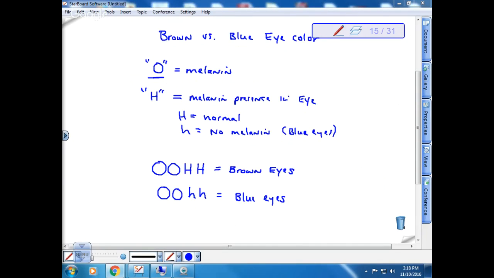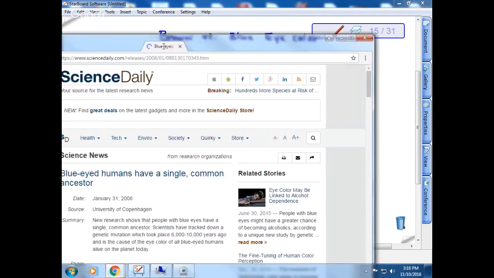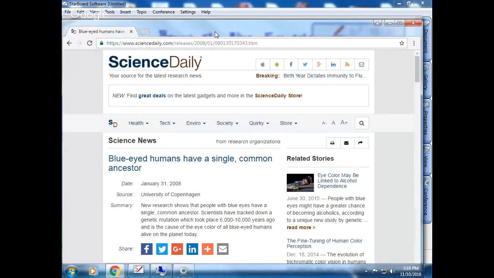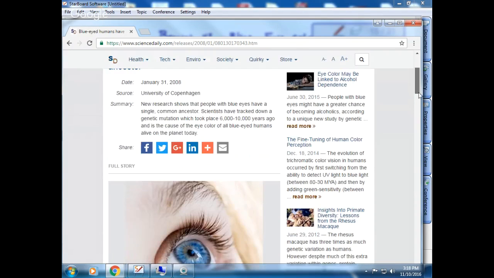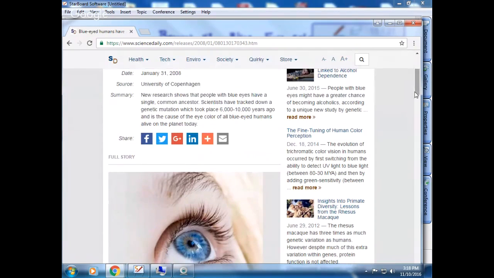And so if we look at, you might have seen, okay, says blue-eyed humans have a single common ancestor. So what that means is that they have tracked it back, this mutation, they've traced it back, and it only appeared 6,000 to 10,000 years ago. Okay? And it was in Europe that this mutation appeared that gave people blue eyes. And so it's believed to be up until that point in time, everybody had brown eyes. Right? There were no blue-eyed humans on the planet.